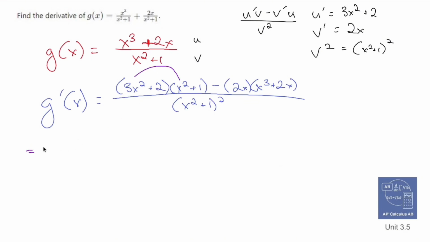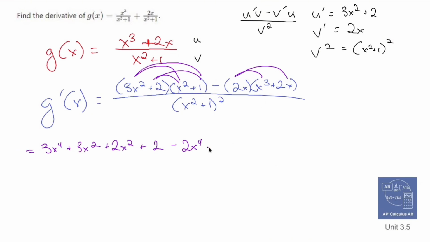Okay, FOIL that out. 3x squared times x squared, 3x to the fourth. 3x squared, 2x squared, 2. All right, minus 2x times x cubed, so minus 2x to the fourth. And not looking good right now. Minus 4x squared. Okay, and that's still over x squared plus 1 squared.